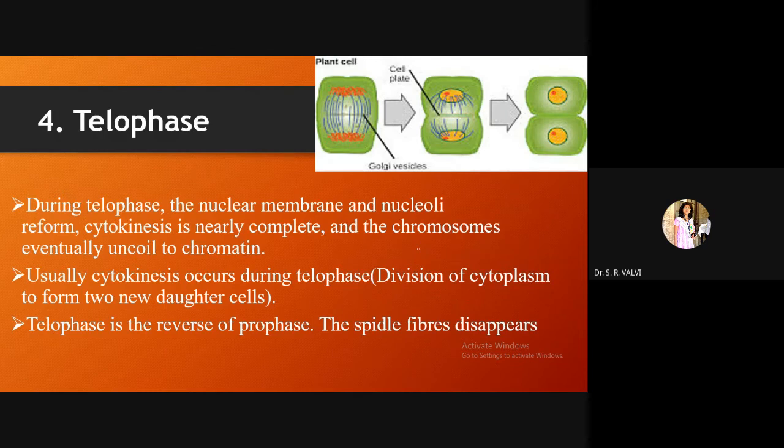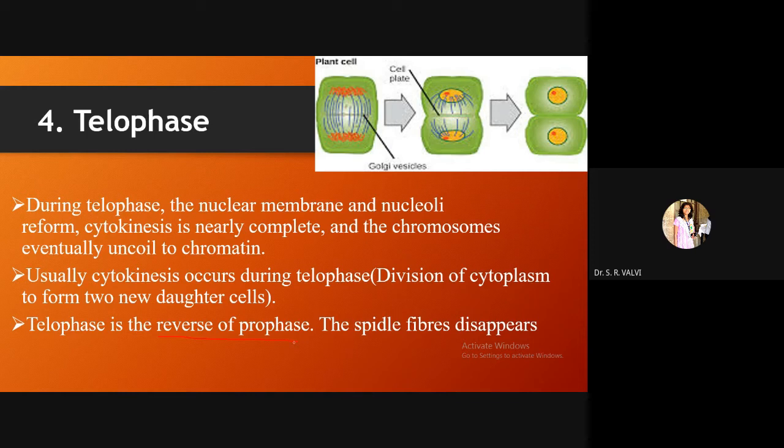Come to the next phase, telophase. Now see here, during telophase what happens? Now, nuclear membrane and nucleoli. In prophase what have we seen? The nuclear membrane disappears and the nucleolus also disappears, right? Now telophase is the opposite of which phase? Prophase. See here in the last third line what I have written: reverse of prophase. So whatever the characteristics of prophase, now that is totally opposite in telophase.